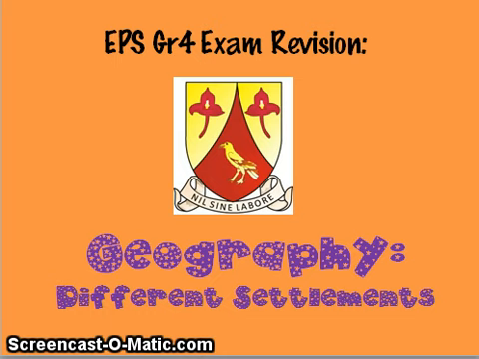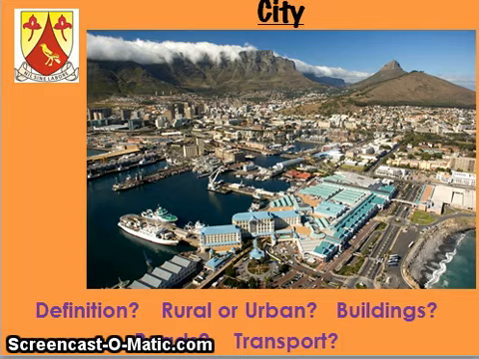So now we're looking at the different settlements, and there are a number of things you need to know about each one. So for instance, we're going to look first of all at a city. And there are 5 things you need to know. 1, you need to know the definition, or you need to be able to explain what it is. You need to be able to say whether it's rural or urban.